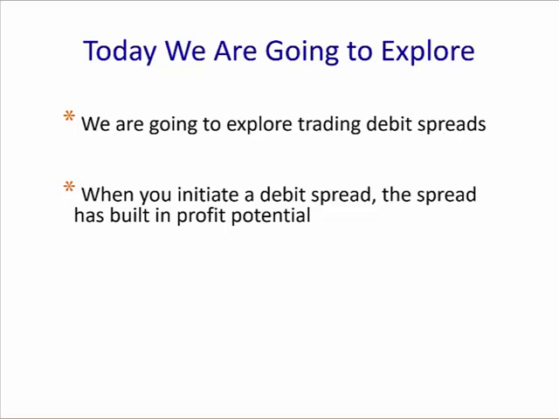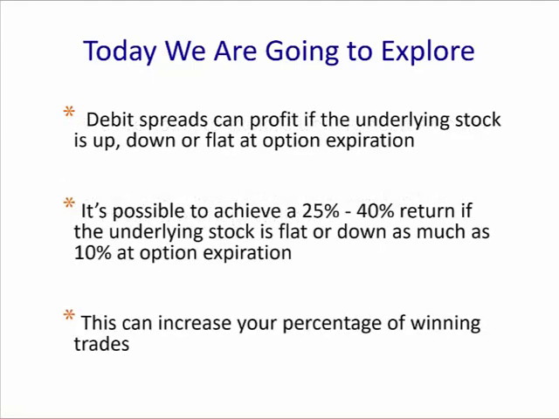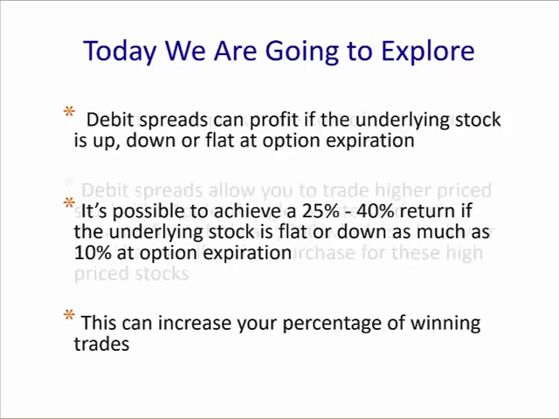And when you initiate a debit spread, the spread has built-in profit potential from when the trade is initiated. And debit spreads can profit if the underlying stock is up, down, or flat at option expiration. And we'll show you some examples of that. And it's possible to achieve a 25% to 40% return if the underlying stock is flat or down as much as 10% at option expiration. So whenever you can profit when the stock is up or down, this will increase your percentage of winning trades.